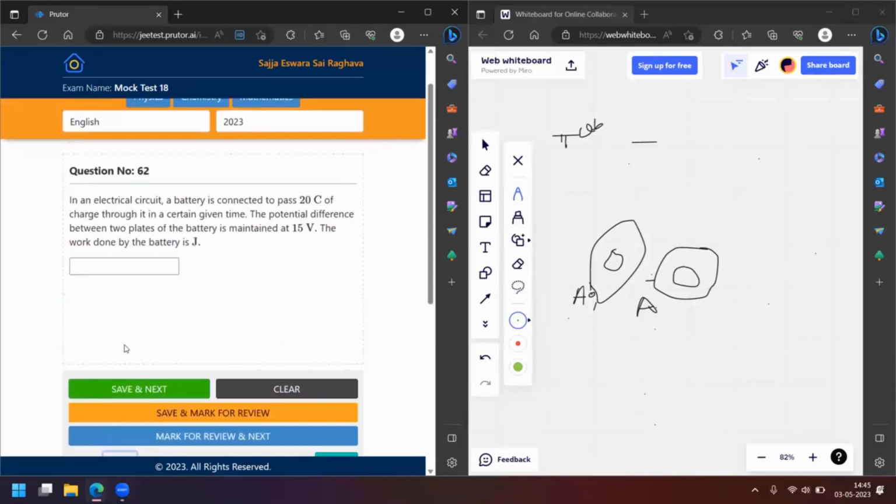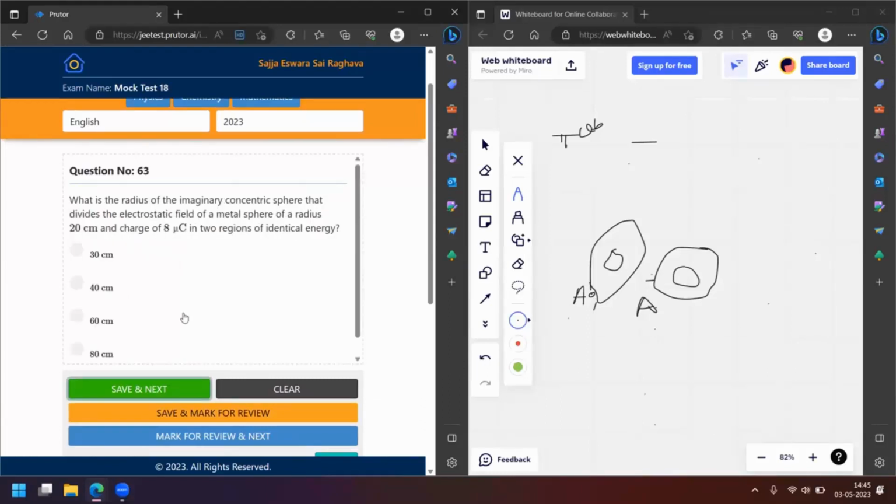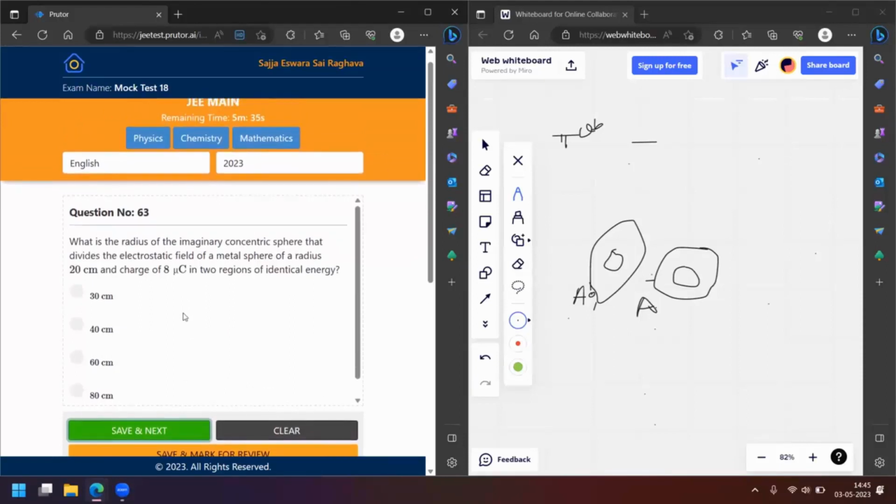In this question, a battery is connected to pass charge over a time. The potential difference is given. The work done is simply the charge times the potential difference, so we can say it is 300 here. What is the radius of the sphere? Here we have to find the radius after distributing. If you distribute the charge into two regions, we will get 4 UC and 4 UC. So we should equate the final energy to be equal, and after equating the final energy, we can find the radius.